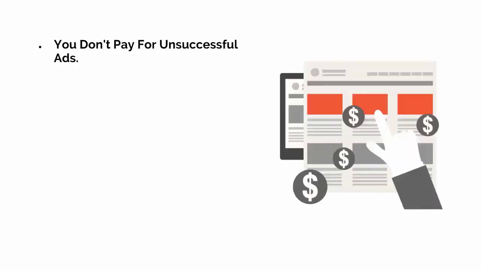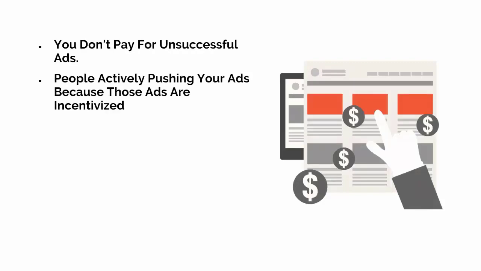the most useful for. First of all, you have the option of going purely CPA with something like Max Bounty, AdGate Media, AdSend Media, or CPA Lead. These charge you only for each acquisition and put your ads onto the websites of thousands of participating advertisers. On the positive side, this option means you don't pay for unsuccessful ads. At the same time, you have people actively pushing your ads because those ads are incentivized. This is also called incentive marketing, and this makes a big difference to the way that your ads get pushed.